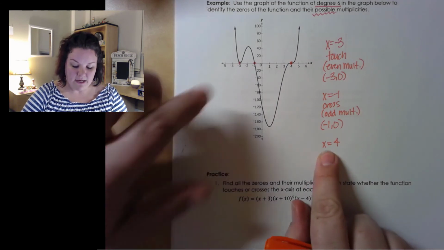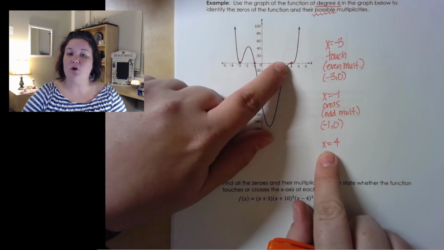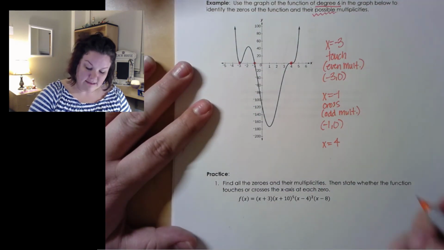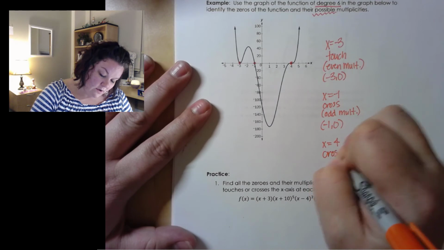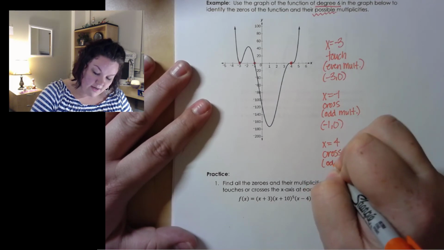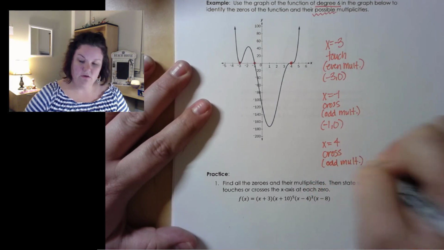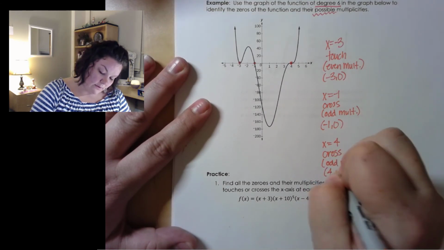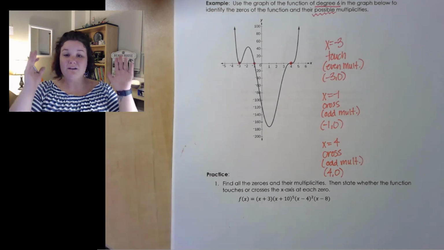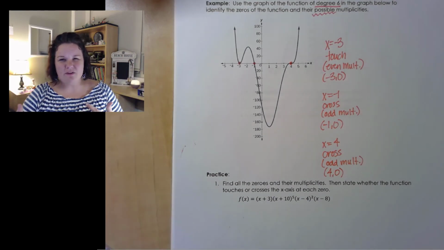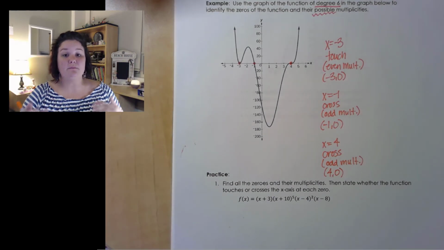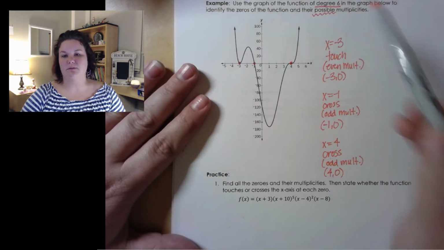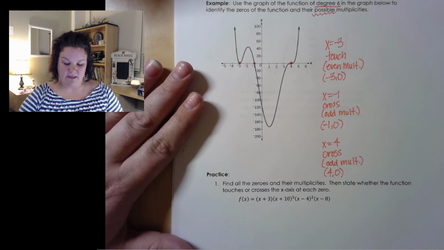All right, so this one at x equals 4 is crossing the x-axis. So if it's crossing, we know it has to have an odd multiplicity, right? And we're going to go ahead and write that as an x-intercept, which would be (4, 0). All right, so we've identified all of our zeros. We know if their multiplicities are odd or even based on if it touched or crossed. So now we want to look at the possible multiplicities.